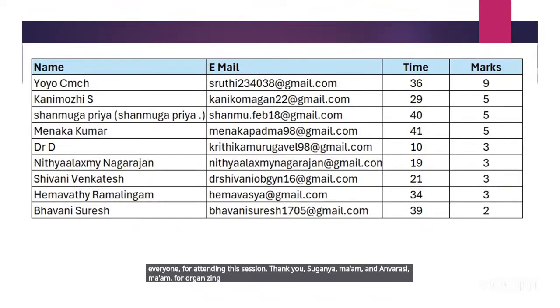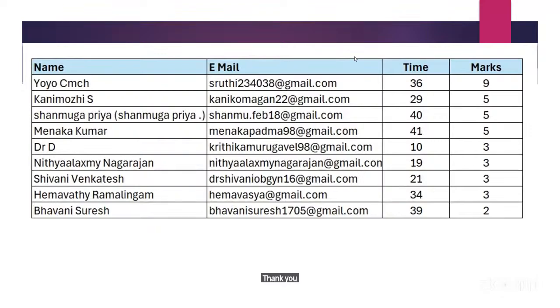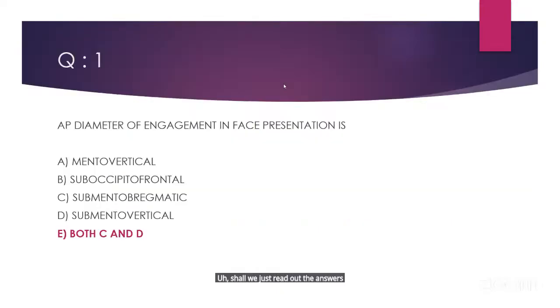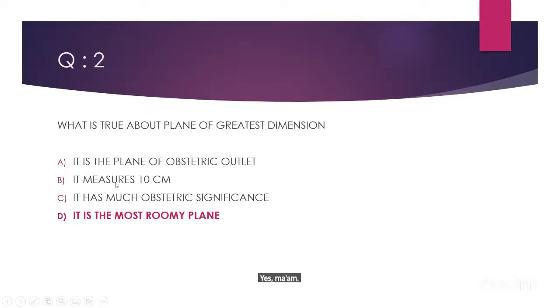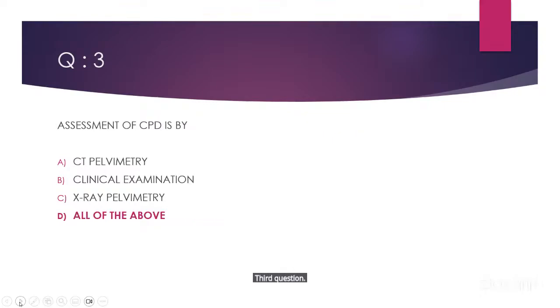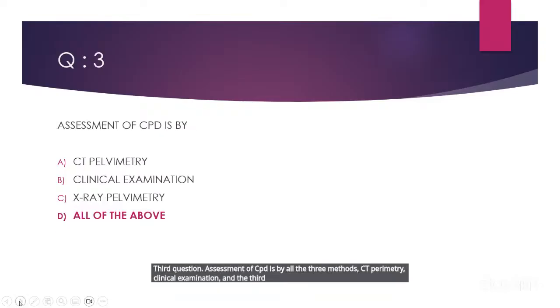Thank you. Ma'am, would you like to discuss the quiz questions? Shall we just read out the answers very fast? Yes, you display, ma'am. The first question: AP diameter of engagement in face presentation is both the submento-bregmatic and submento-vertical. Next question: what is true about plane of greatest dimension? It is the most roomy plane. Third question: assessment of CPD is by all the three methods: CT pelvimetry, clinical examination, and X-ray pelvimetry.